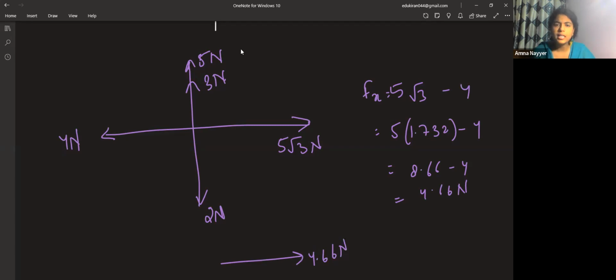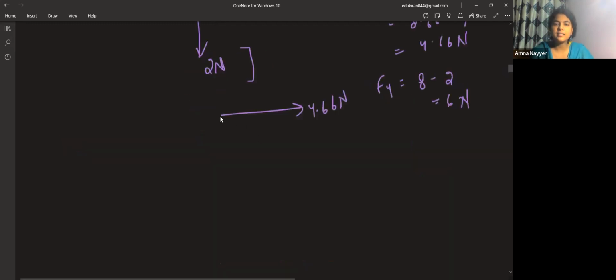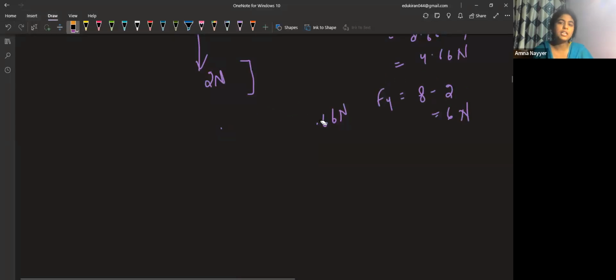And what about y? Here you have one force like this, right? So here you have 8 Newton, and here you have 2 Newton. So 8 Newton and 2 Newton, they are in opposite direction. So Fy will be 8 minus 2, which is 6 Newton. Means along the y-axis, you are having 6 Newton. Actually, it would be in the upward direction because that is of higher magnitude.